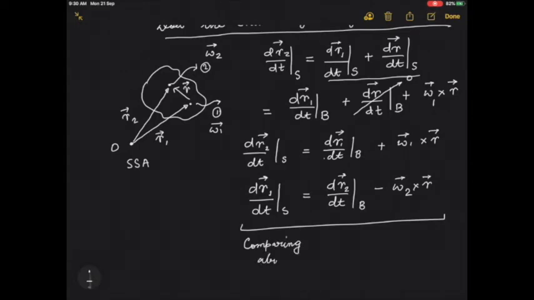And now if I compare these two, I get omega 1 equals omega 2, which essentially proves that all the points in the rigid body rotate together.